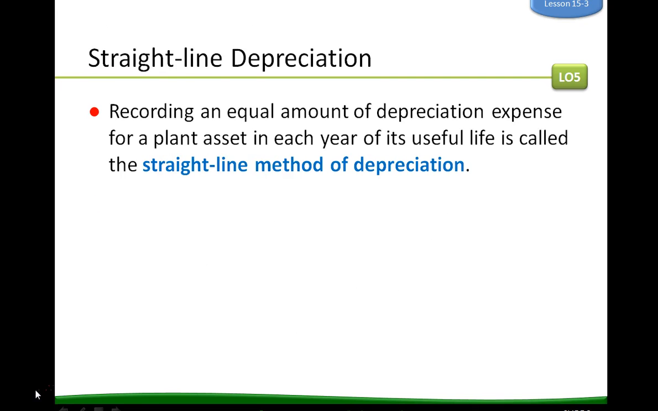service. All right, so we have 3 ways to calculate depreciation. First of all, straight line depreciation, recording an equal amount of depreciation expense for a plant asset, and each year of its useful life is called the straight line method of depreciation.